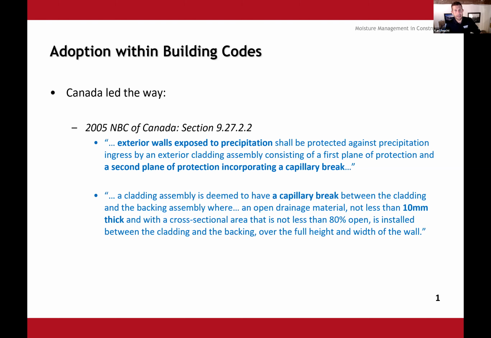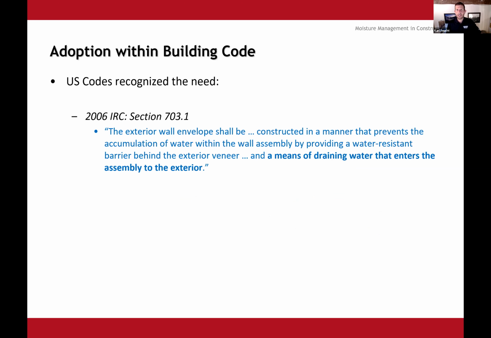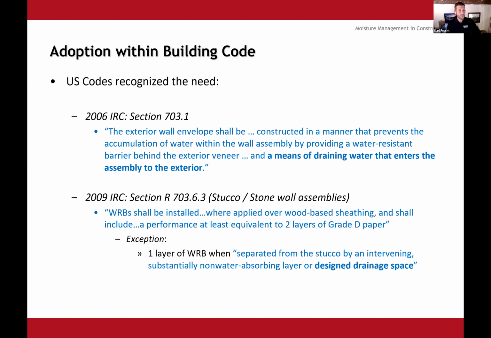So Canada's way ahead of us when it comes to codes. They actually call for a 10 millimeter rain screen pretty much behind every single cladding in the exterior wall. So Canada has taken this pretty seriously for a long time. This is their 2005 code. US IRC 2006, they're starting to talk about drainable wraps and being able to get water out of the wall assembly. 2009 starts to address some of the stucco issues that are out there and creating a designed drainage space.